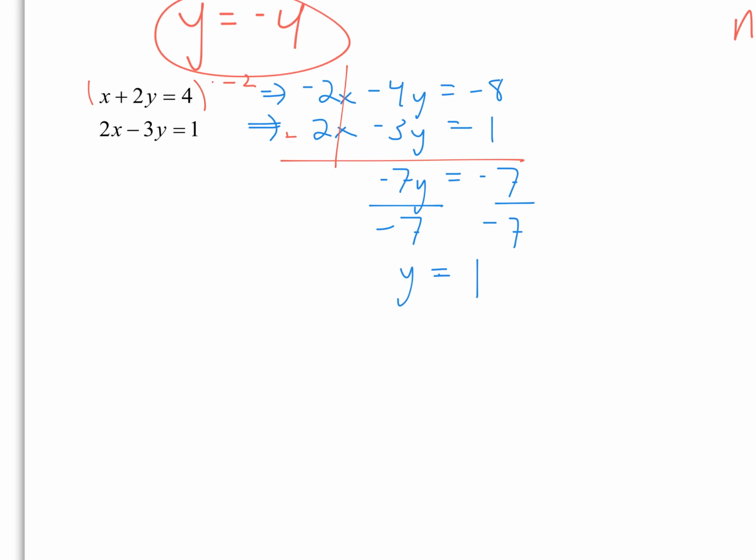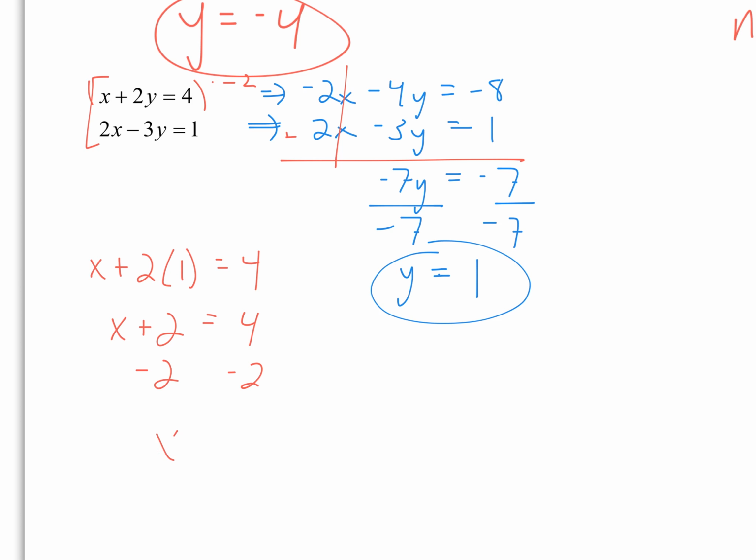The last step, take your y equals 1 and find an original equation to plug it into. I might go with the first one because it's all positive. X plus 2 times 1 equals 4. X plus 2 equals 4. Subtract 2 from both sides, and x equals 2. So as an ordered pair, our solution is 2, 1.